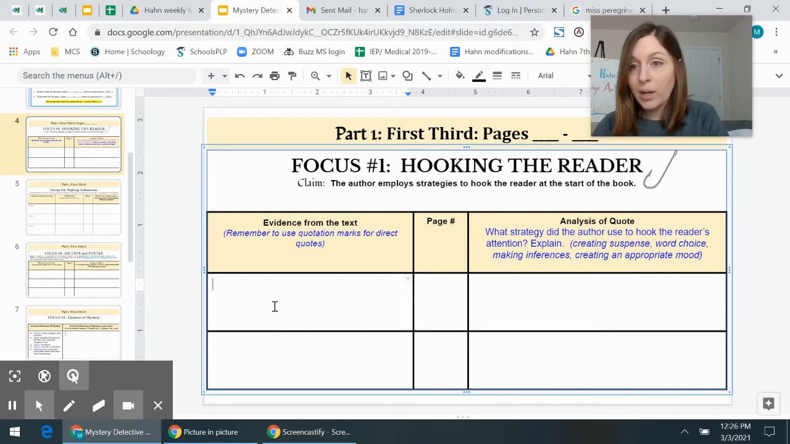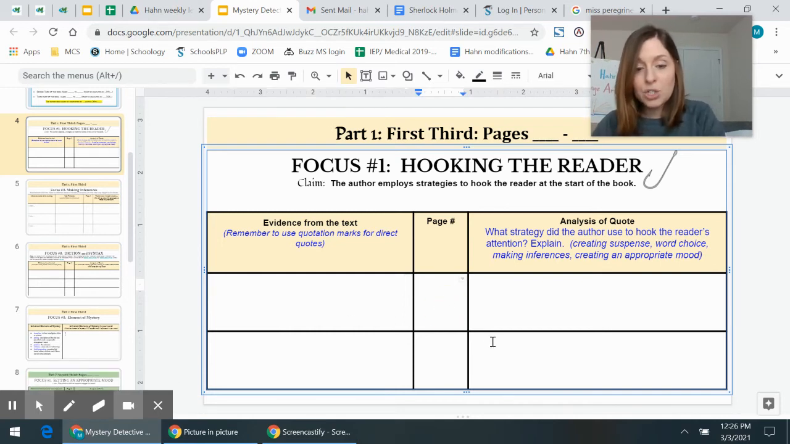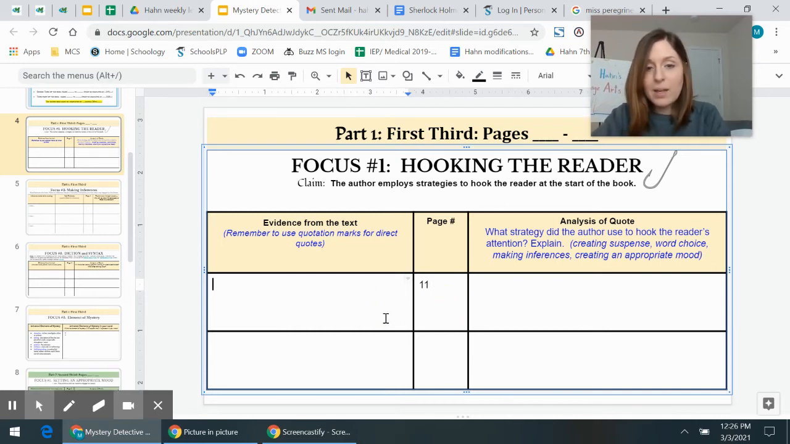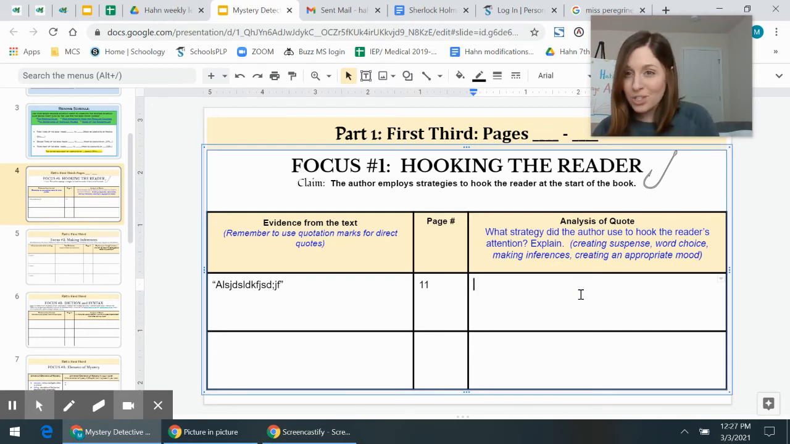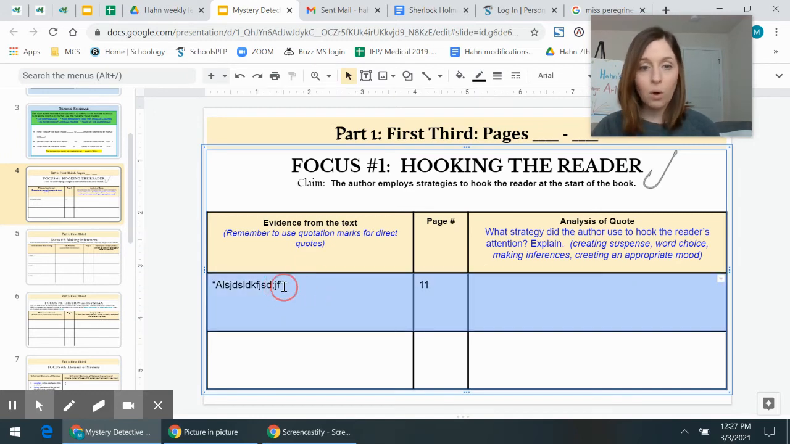So I might come here and write a quote. I might say on page 11, and then I'm going to write my actual quote, right? Blah, blah, blah. And over here, I need to analyze the quote. It says, what strategy did the author use to hook the reader's attention? So I might say, ooh, the word choice created this really eerie mood. There was suspense there because this person is dead and no one knows who did it. So you need to explain what the author did to hook the reader. You could even use some of the techniques we taught you, like this was a shocking hook. The first few pages shocked the reader, and that makes me want to know more.